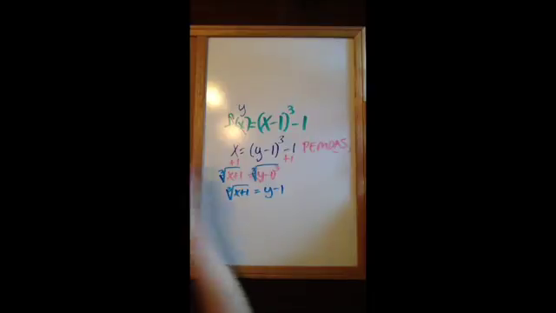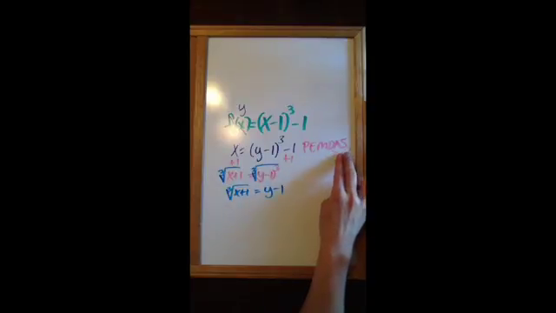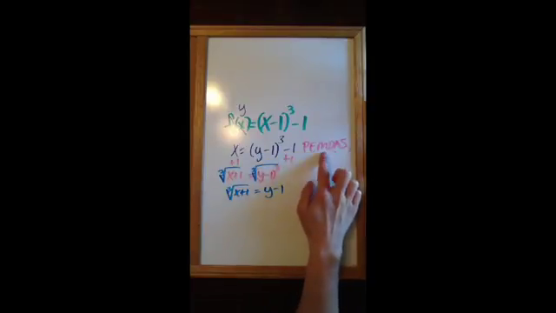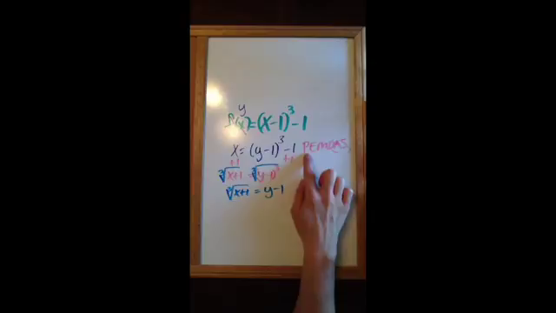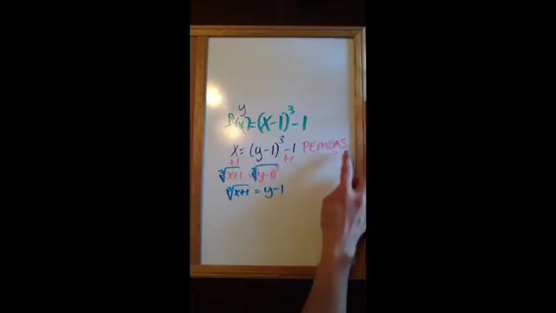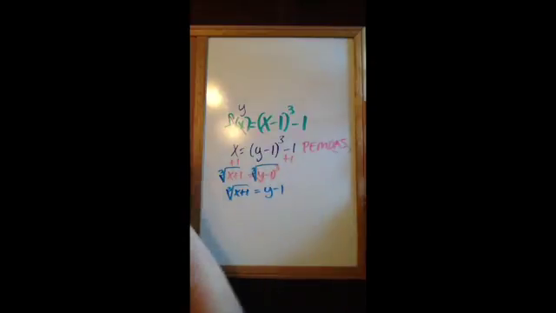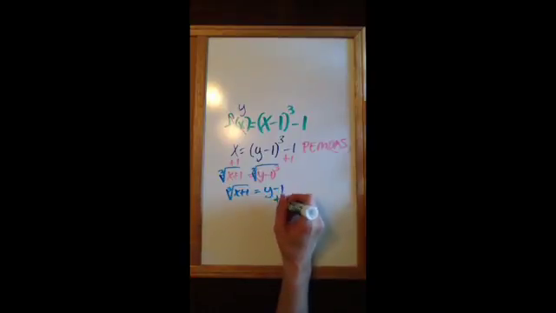Now, originally in our problem, the y minus 1 was in parentheses. So we took care of the adding and subtracting first with the plus 1. We didn't have any multiplying. Then I took care of the exponent. Then we're back in the parentheses. Once you get to the parentheses, you start over with your order of operations. So I'm going to add 1.